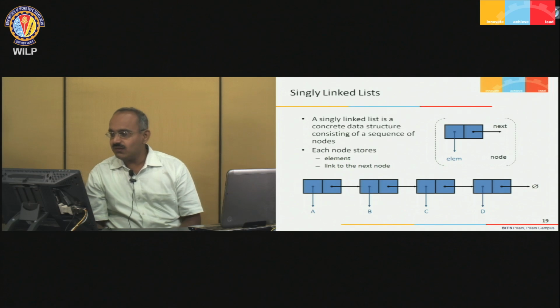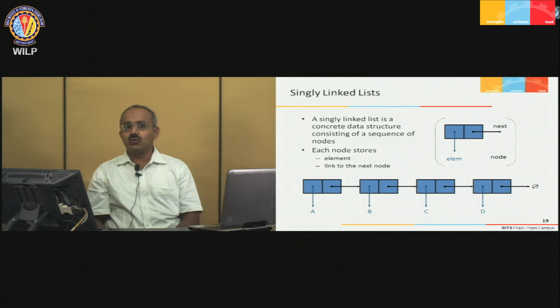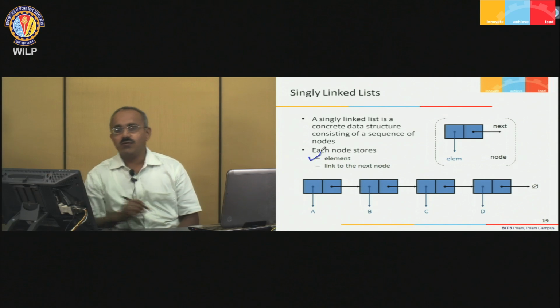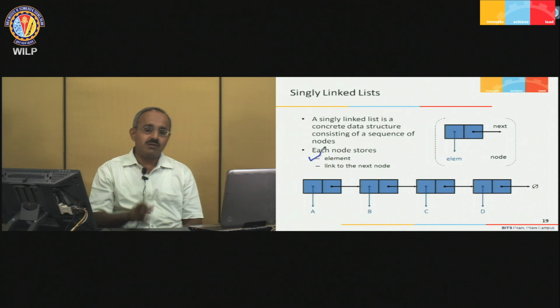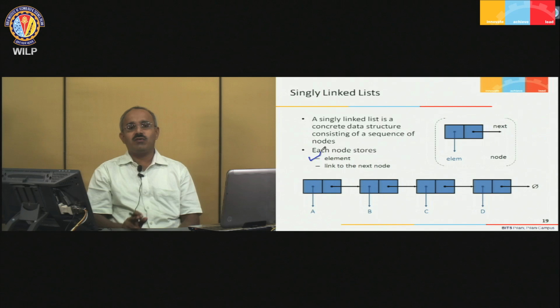So a linked list is a data structure. It consists of a sequence of nodes. Each node contains the following information. It requires the information about the element that it is going to hold. It can be a number, it can be a character, it can be anything else, whatever you want to represent. Correct?